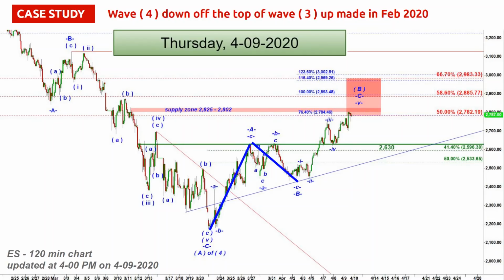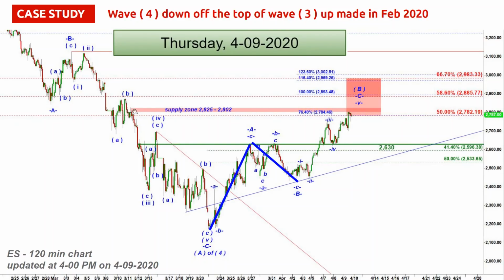Let's come back to the main topic of this video. We are trying to catch a top of that ABC move up, and as you can see, on Thursday at close, ES Mini managed to tag the very minimum 76.4 extension. It still can go a bit higher, but you can see that we have a supply zone.